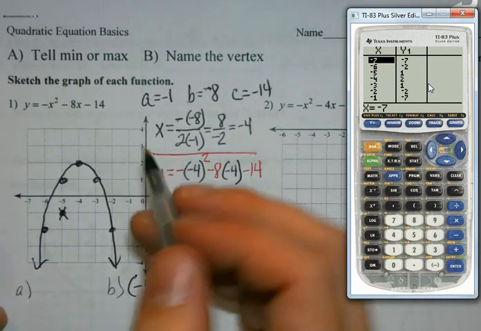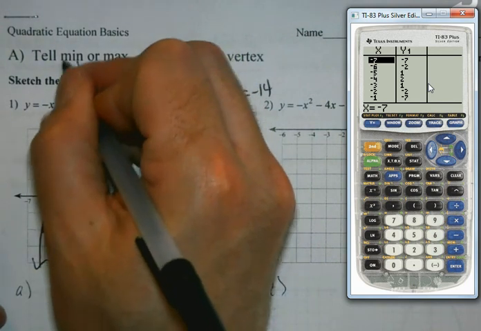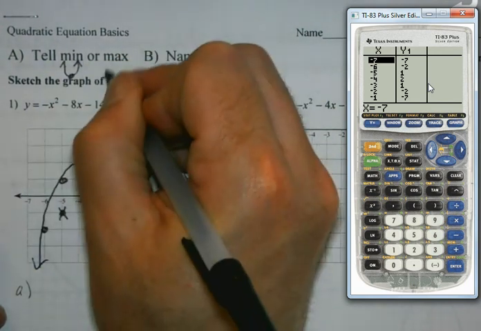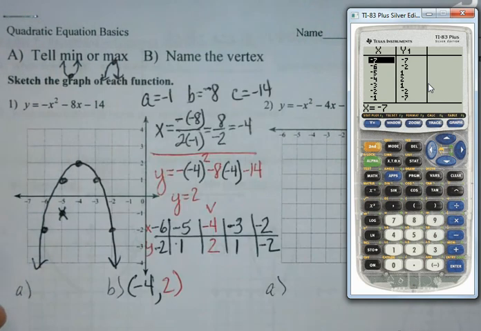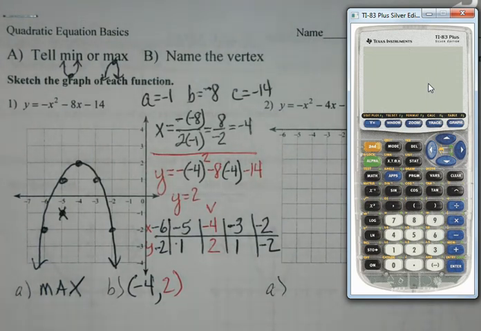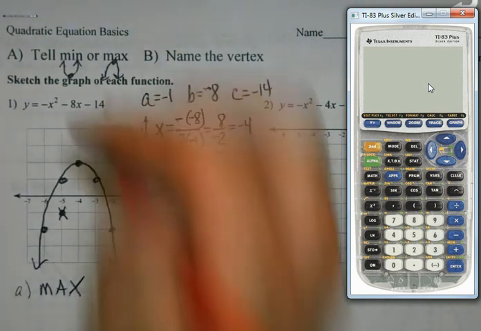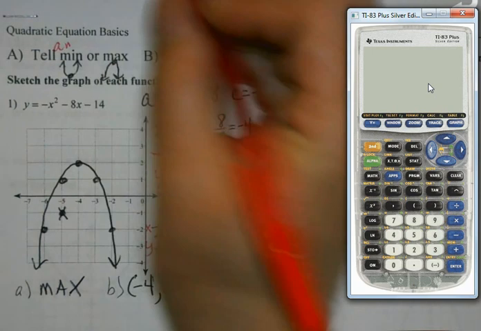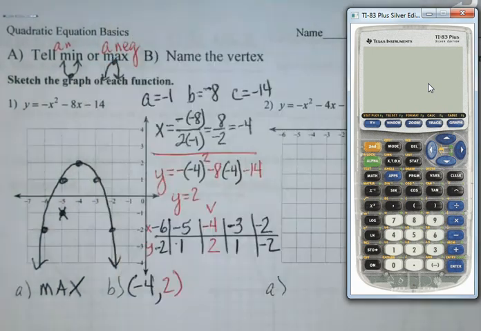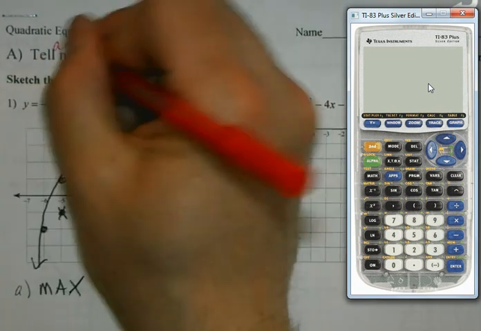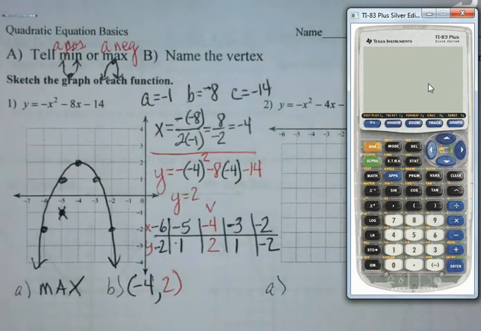Min or max, if it opens up, it's a minimum. If it opens down, it's a maximum. So this one has a maximum because it opens down. I don't even have to have a picture to be able to know that, though. As soon as I see a negative for my a value, if my a value is negative, I'm going to get a max every time. If my a value is positive, I'm going to get a minimum, just because of the way that it opens.